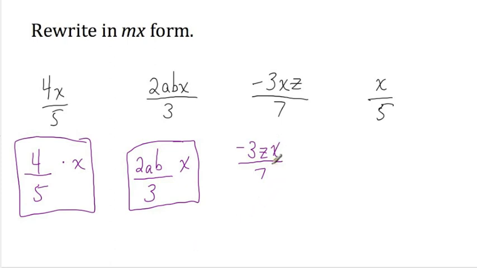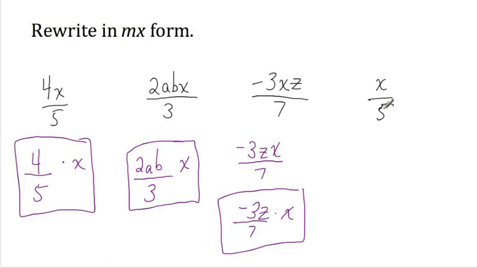Now I can take this x factor and bring it outside of the fraction. -3z all over 7 times x. Now m is -3z over 7, and it's being multiplied by x. This is in mx form.